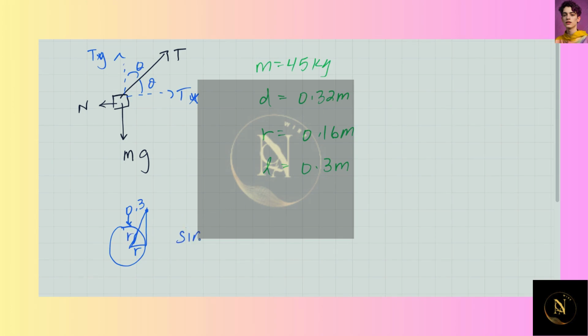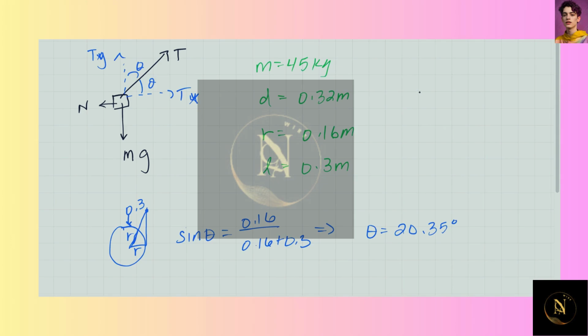So we know that sine of theta is opposite over the hypotenuse. The opposite is the radius, so 0.16. The hypotenuse is 0.16 plus 0.3. This gives us an angle of 20.35 degrees. So once we have the angle, we can find the force.